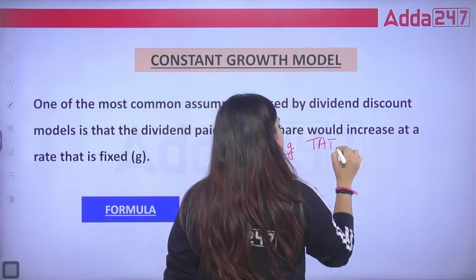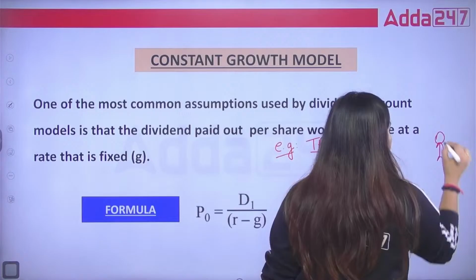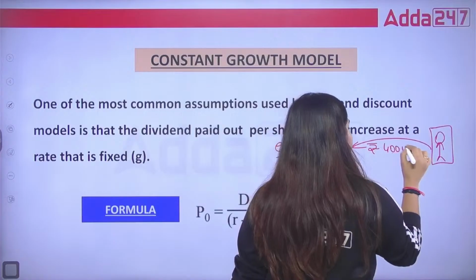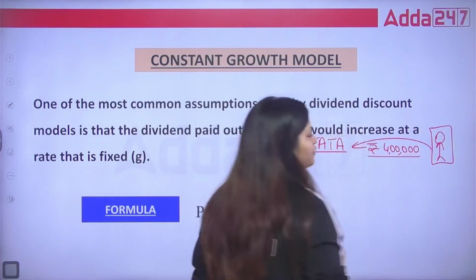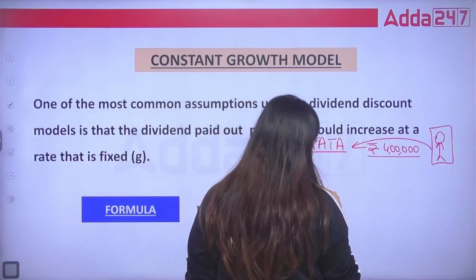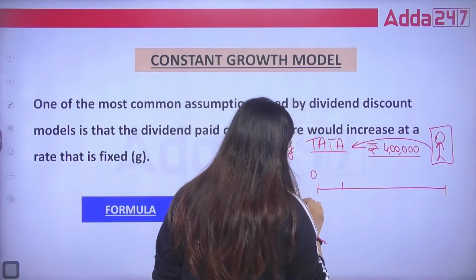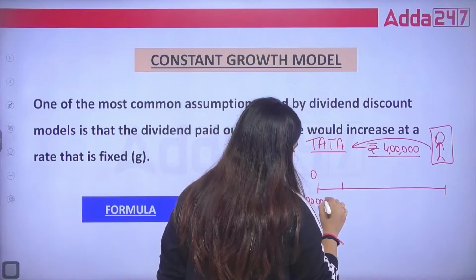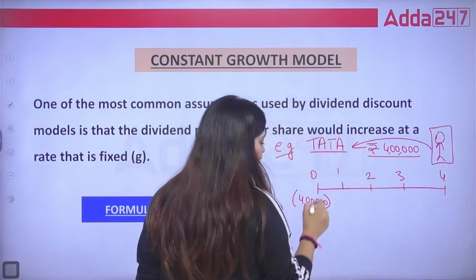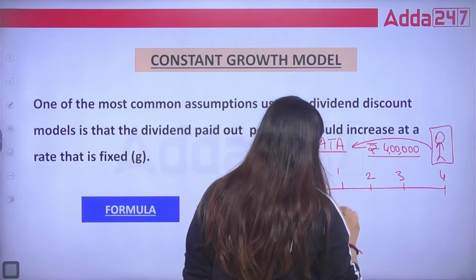This is a Tata company. Correct? Now, as an investor, I want to invest rupees 4 lakhs in this company. I invested rupees 4 lakhs in the 0 time period. Now, this Tata company says that if you invest 4 lakhs today, then in the first year, second year, third year, fourth year, after investing this 4 lakhs, you are going to generate income.